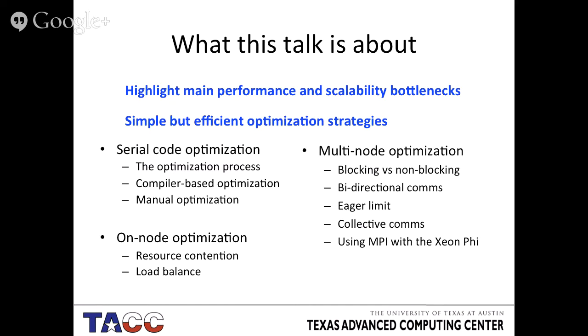Then we're going to move on to on-node optimization, and the difference between on-node and serial code optimization is that nodes have tons of cores these days, so you're going to have to deal with resource contention. You're going to have to deal with load balance even within a node.